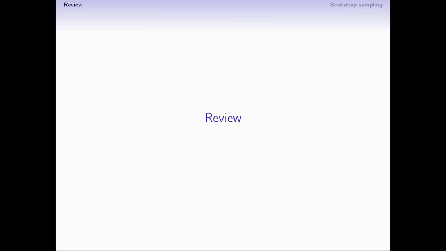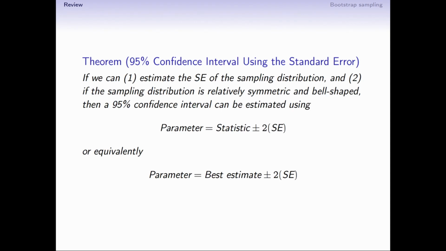So let's remind ourselves of what we've been doing. We're trying to estimate a parameter within a population. And so far we've been building what are called confidence intervals, in particular 95% confidence intervals. And this is the method that we've been using so far, right?